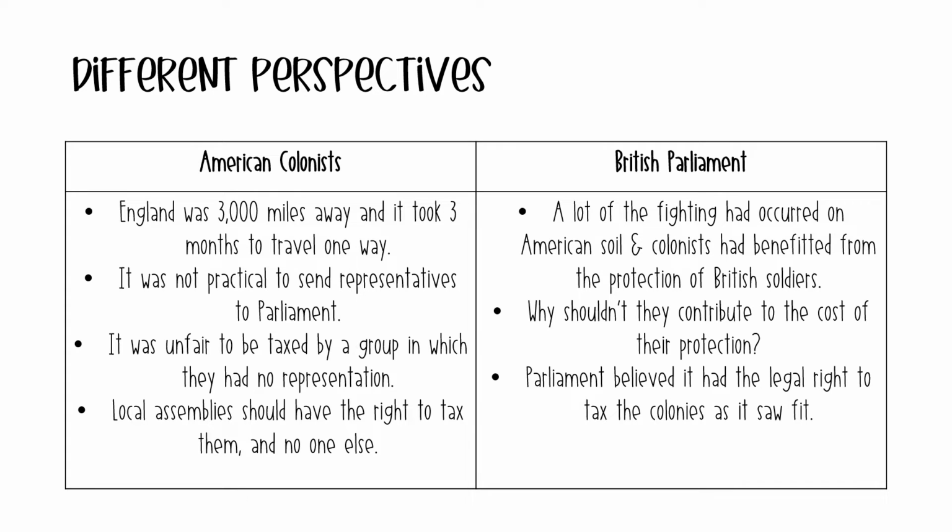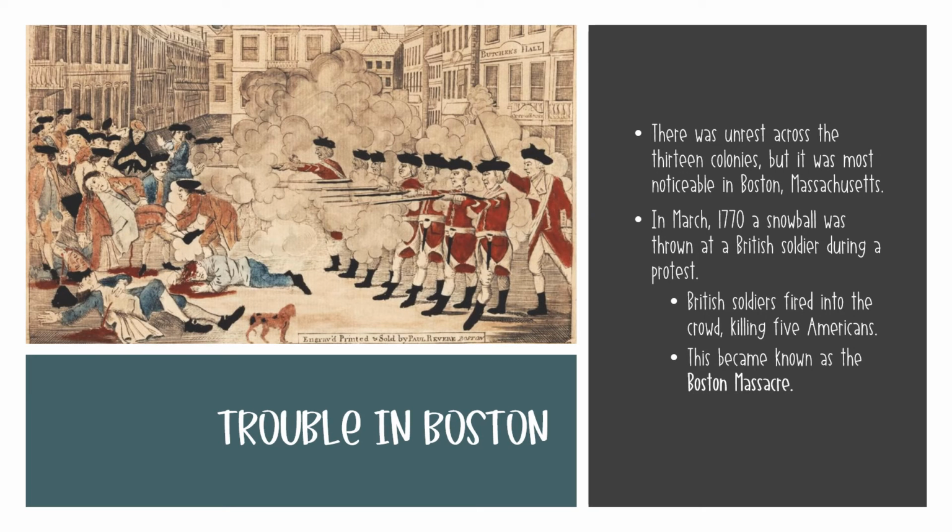Parliament strongly believed that it had the legal authority to tax the colonies as it saw fit in order to pay off its debt. As a result of the differing opinions, there was unrest across the 13 colonies, but it was most notable in Boston, Massachusetts. In March 1770, a snowball, just a snowball, was thrown at a British soldier during a protest. British soldiers ended up firing into the crowd, killing 5 Americans. This became known as the Boston Massacre and would lead to further trouble.